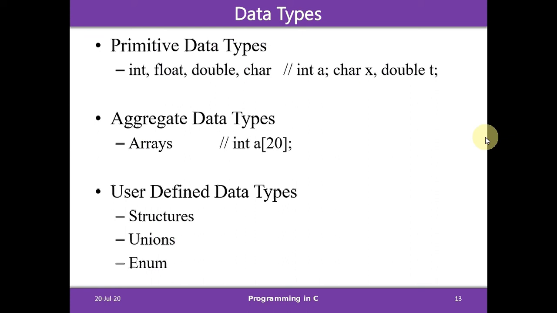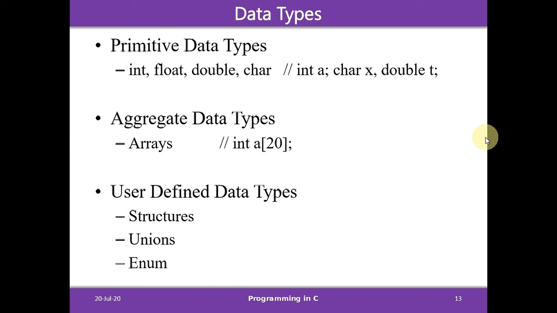Arrays are collections of homogeneous elements. Homogeneous means the same data type. So the same type of elements are stored under a single name. So that is the array.